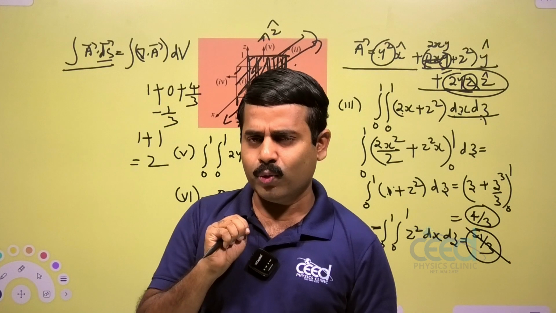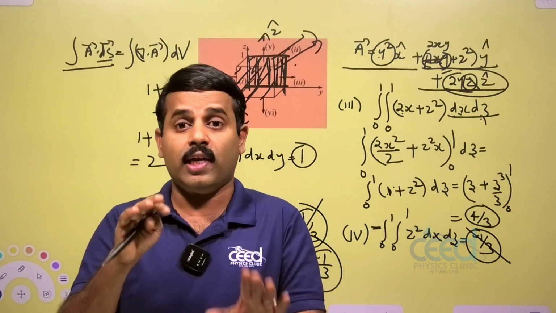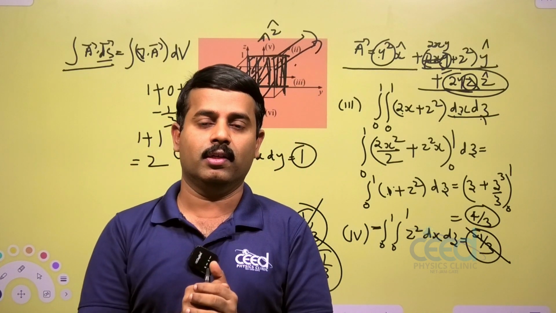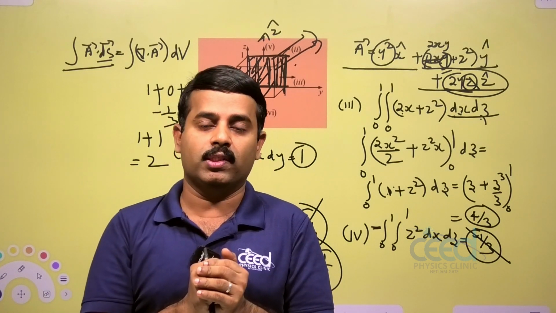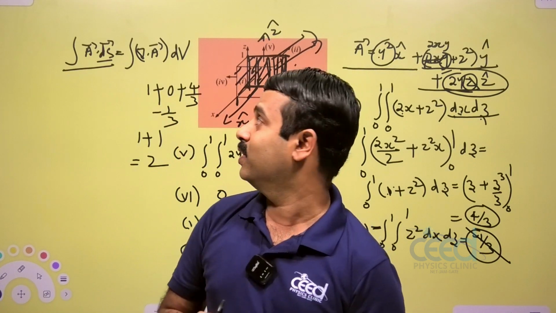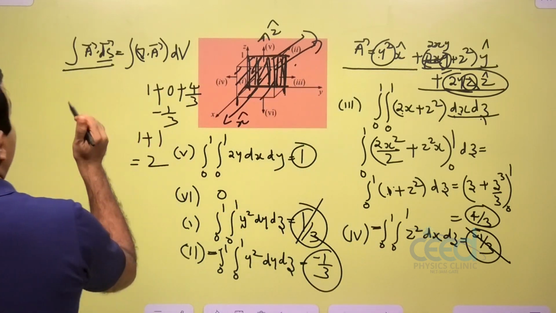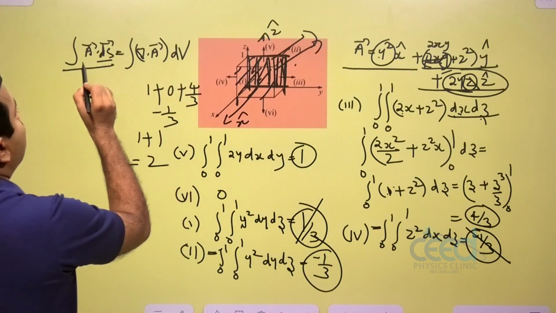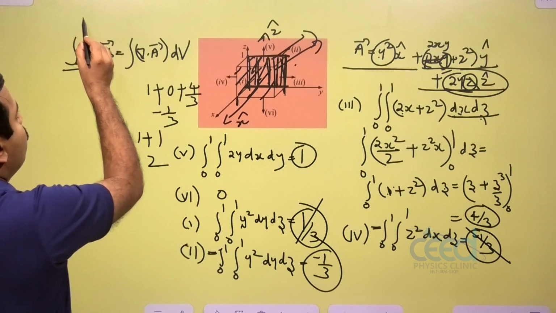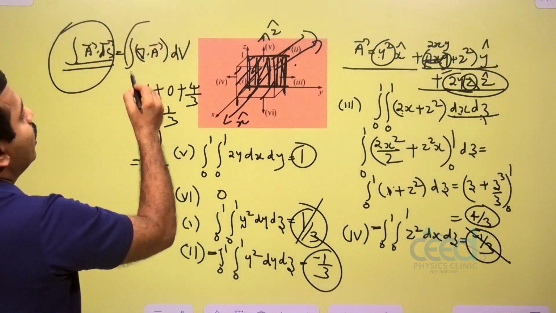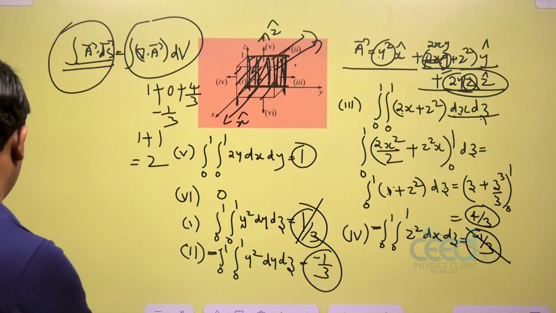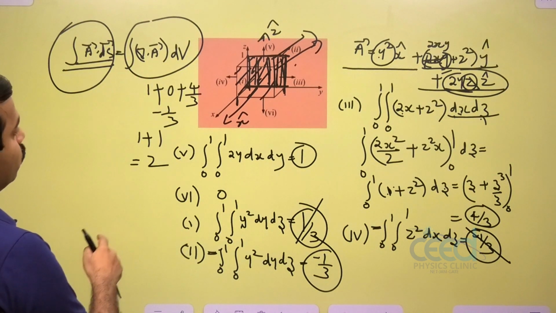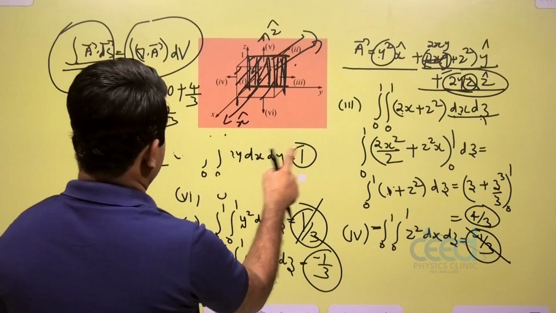Now what did you understand from this calculation? This calculation is very complicated. That's why we employ Gauss's divergence theorem. According to Gauss's divergence theorem, instead of calculating this integral of A dot dS, you can calculate this only, the integral of divergence A. So how do we calculate it? I will show you how to calculate this.